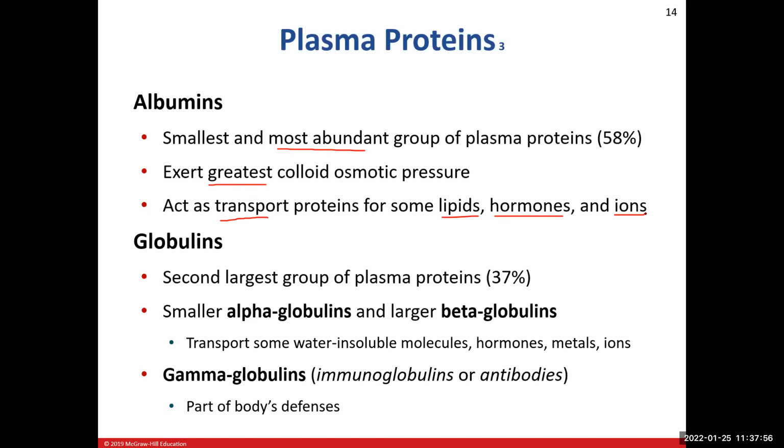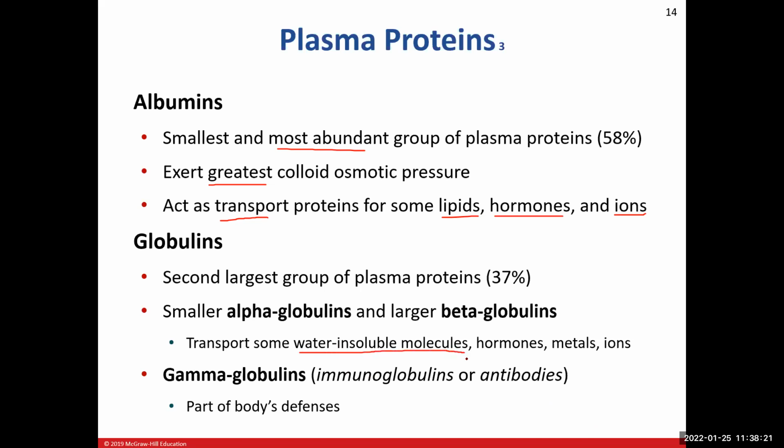Because we need those for proper neurological functioning. So these albumins will act as transport proteins for these substances here. Globulins, this is the second largest one. We have alpha globulins and beta globulins. Again, these play a role because we talked about it in chapter 17, about water-soluble molecules.